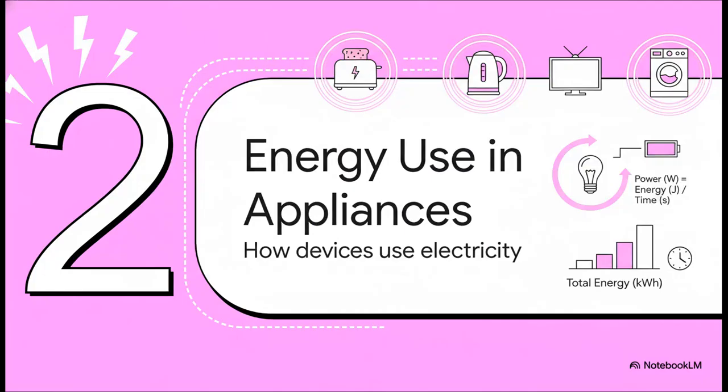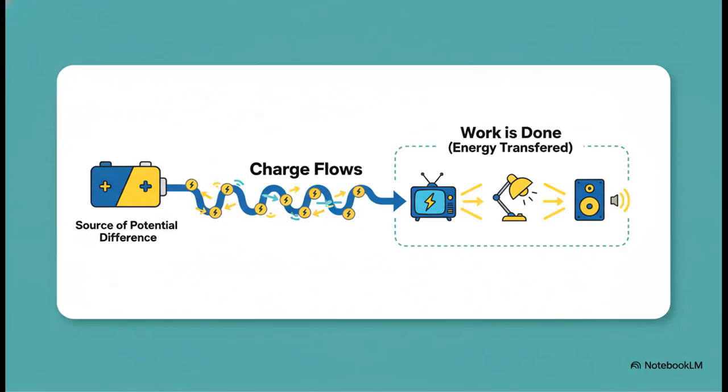So now we've got a handle on power, which is the rate of energy use, right? Let's take the next logical step and look at the total amount of energy transferred by our everyday appliances. Every single time you flick a switch, a voltage is providing that push to make electrical charge flow around the circuit. And as that charge moves through something, like a light bulb or a motor, it does work. And that's how energy gets transferred into something useful, like light or sound or heat.